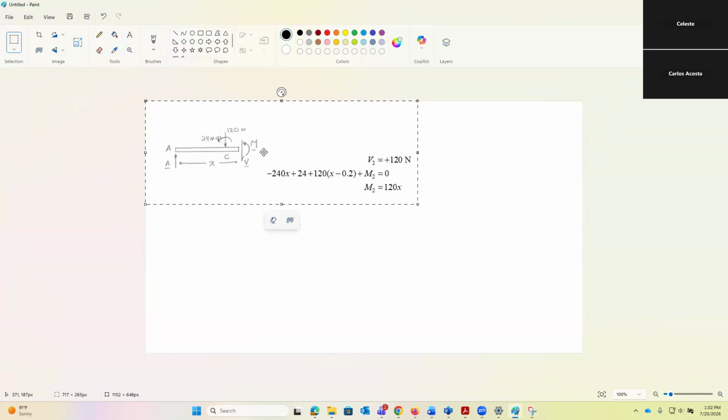All right, so once we cut again, we have that this is the reaction at A, which we just solved, it's 240, right? This is the one that we solved. This is 240 times X. This is because we're doing the moment, plus 24 minus 120 times X minus 2. Okay, so solving, V2 is 120 and M2 is 120 times X. Cool. So we're going to use this for the graph, 120 times X.